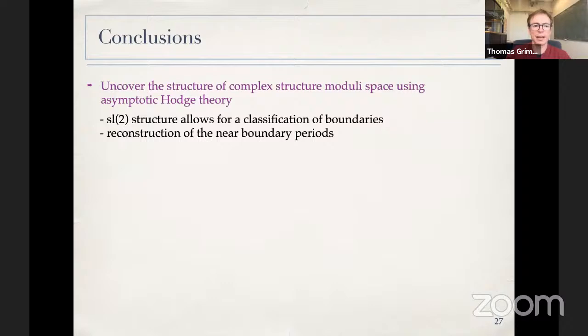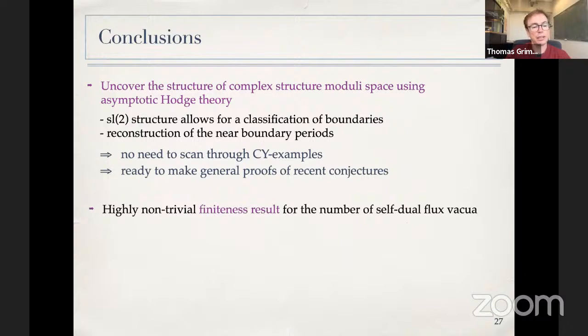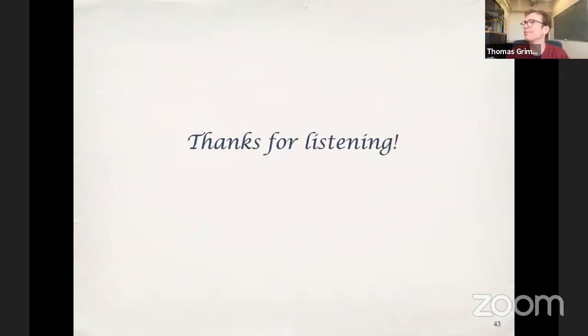So this brings me to the end. I wanted to uncover some general structure of the complex structure moduli space using asymptotic Hodge theory. With no need to go through examples, we are then ready to make general proofs of conjectures like this finiteness conjecture. In this finiteness conjecture, we have learned that these SL2 techniques, these asymptotic Hodge theory techniques, have now been lifted away from the Hodge theory world to the real world. With real, I mean over the real functions using these O-minimal structures. And I suggested to study the string theory landscape using these structures in the following years. Thank you for listening.